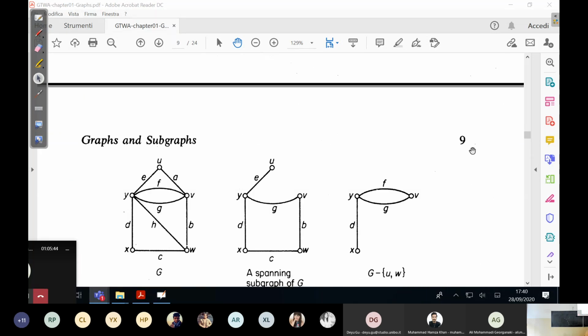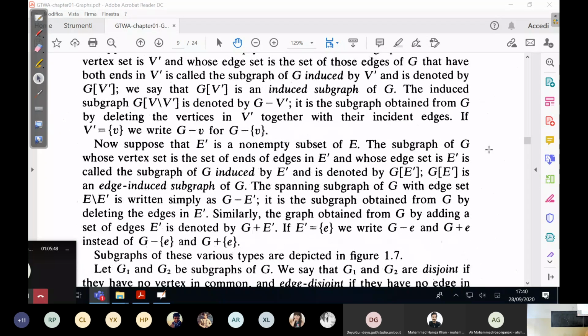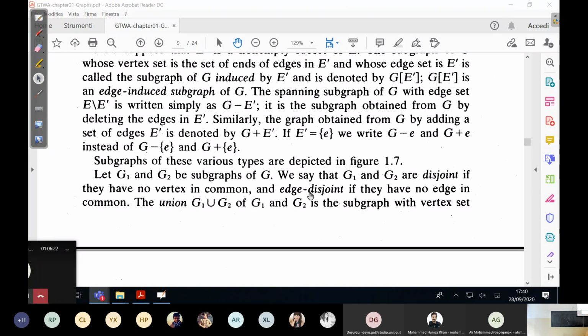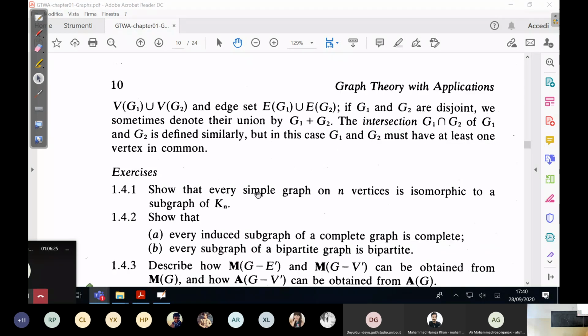Subgraph, we have gone through this, many things to say, but I'm not interested in hearing you repeat all this stuff. Just if I say G minus E, I want you to know what that is. I mean that I take away edge E, and that's all. And if I take away a vertex V, that's a bit different, because I take away vertex V and all edges incident to that particular vertex V, and that's more or less all. Union is not that important.